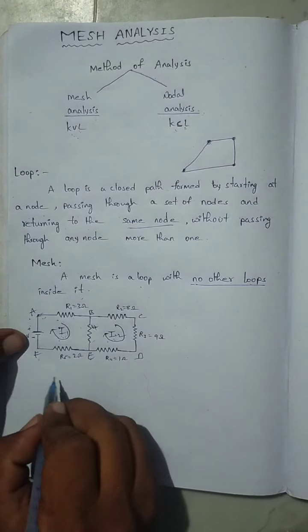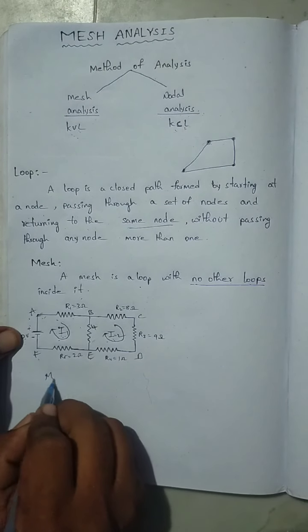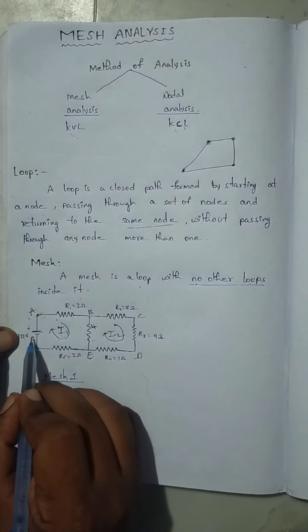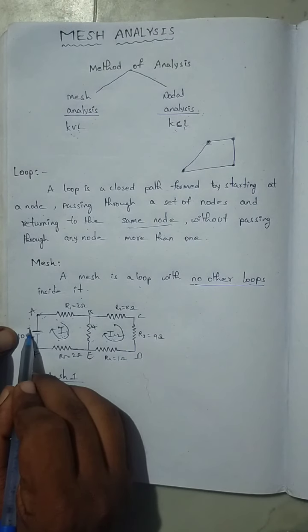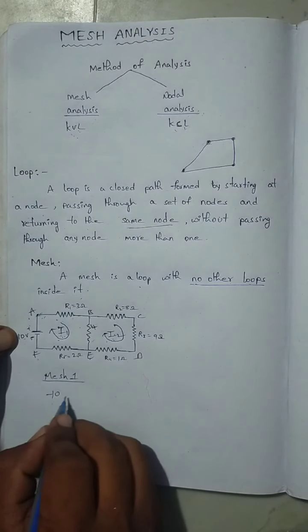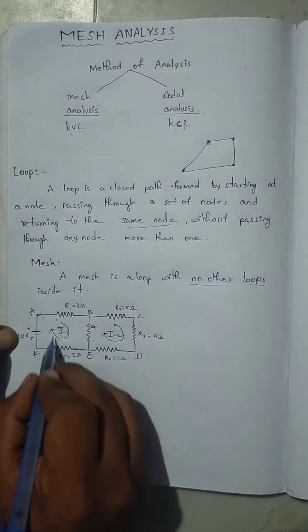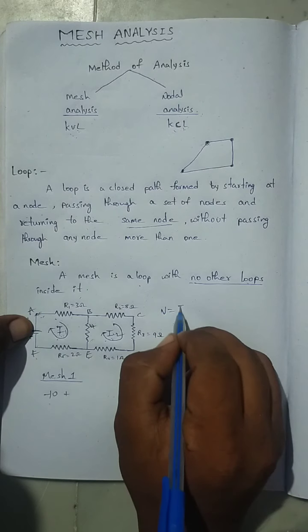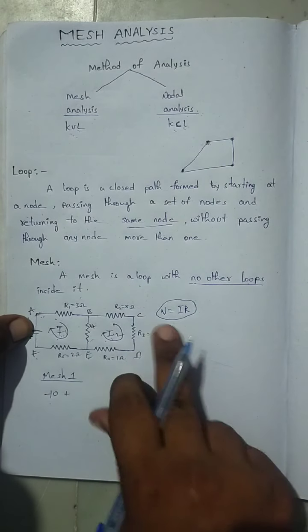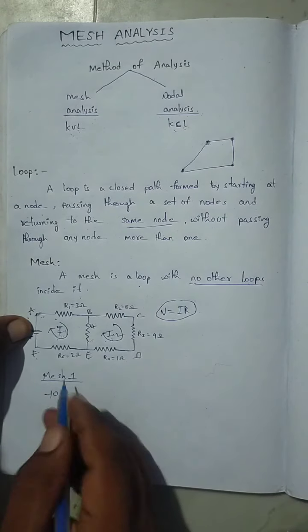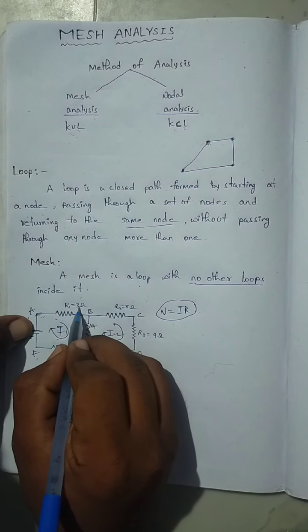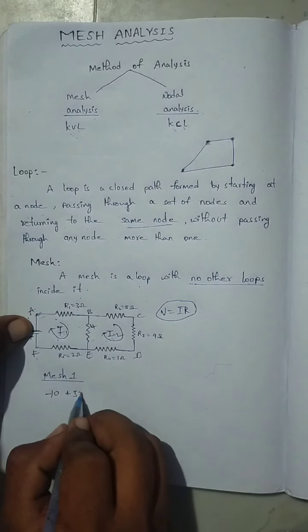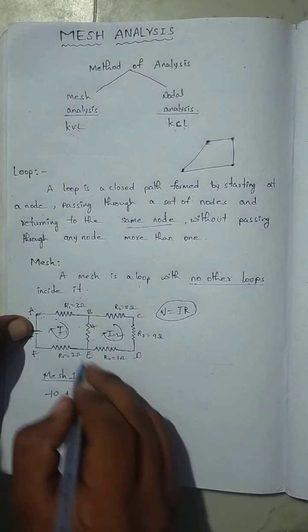First, I1 in mesh 1. By KVL, first this terminal is negative to positive, so the voltage is minus 10 plus I1 into R. We consider the formula V is equal to IR, where R is the resistance, 3 ohms, and the current is I1. So 3I1 plus 4.